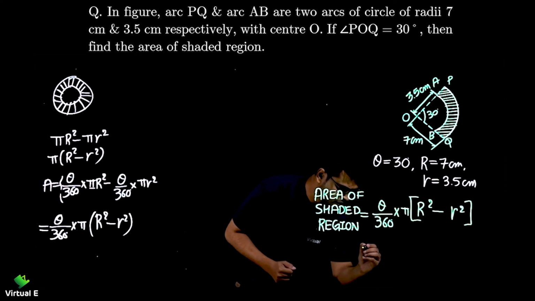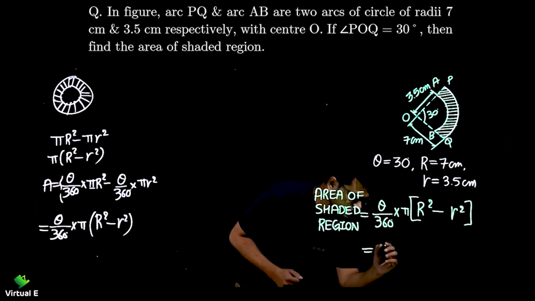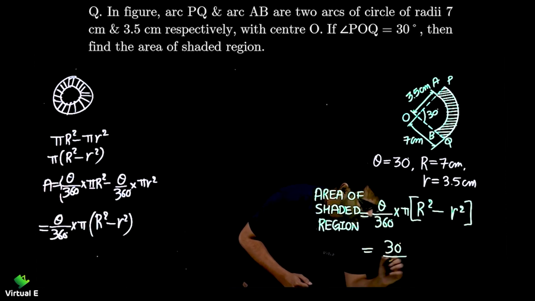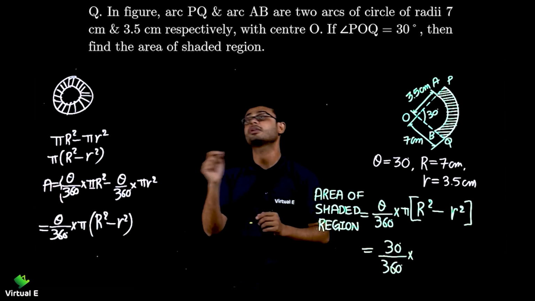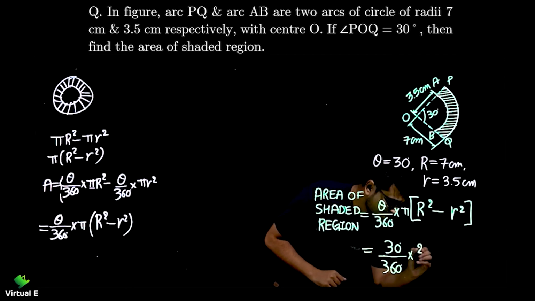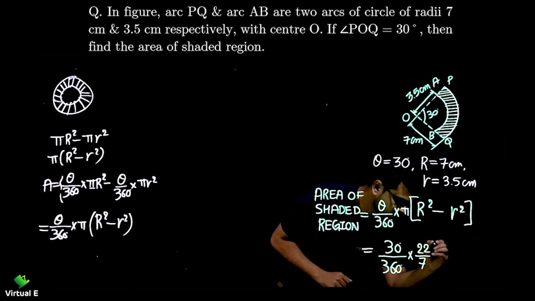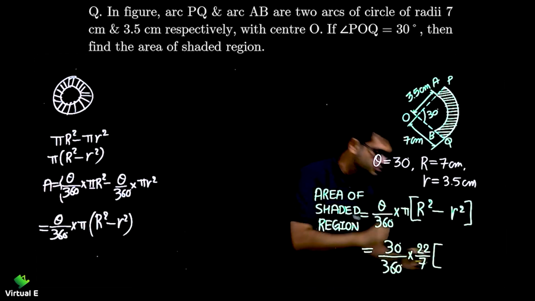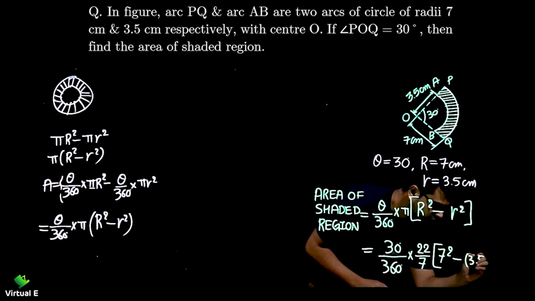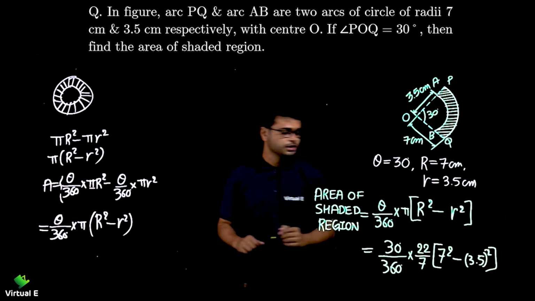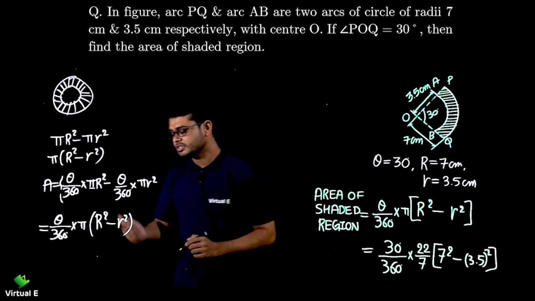Done. So let's substitute the values. Theta value is 30 degrees, here 30 degrees, denominator 360 degrees, and is anything mentioned for pi? No, nothing is there. So 22 by 7 we will keep. Done. Then R square minus r square, so 7 square minus 3.5 square. Remember, it is square. Now here we are going to use the identity.